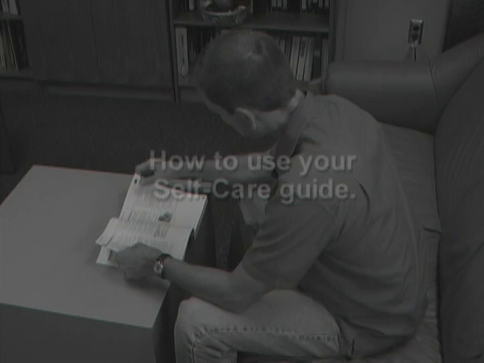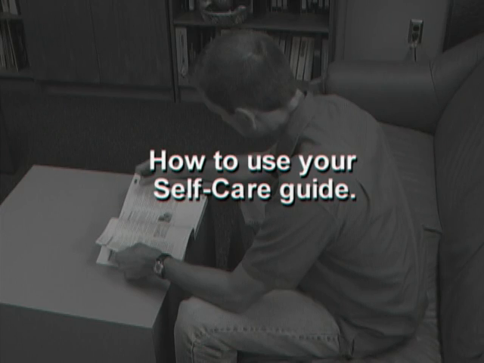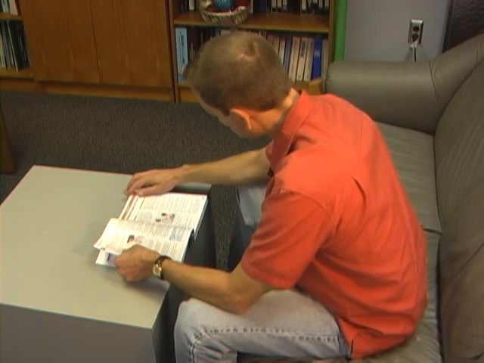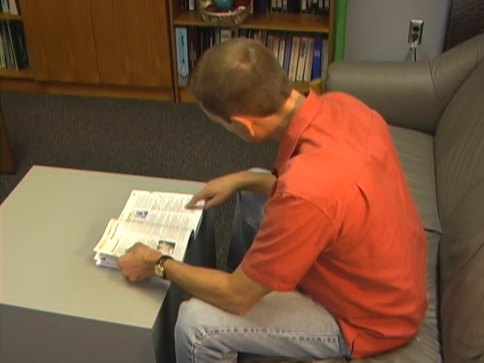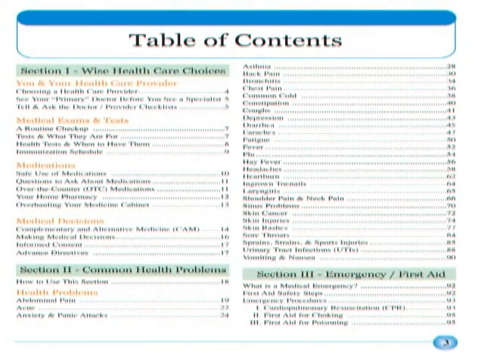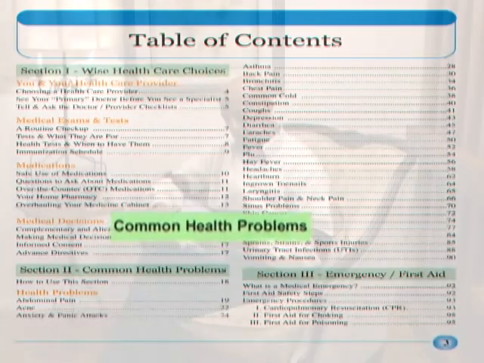How to use your self-care guide is to know how to decide when it is appropriate to seek medical care and/or use self-care. To help illustrate this, look in the table of contents of your self-care guide for the section titled Common Health Problems. Go to the first page of that section.